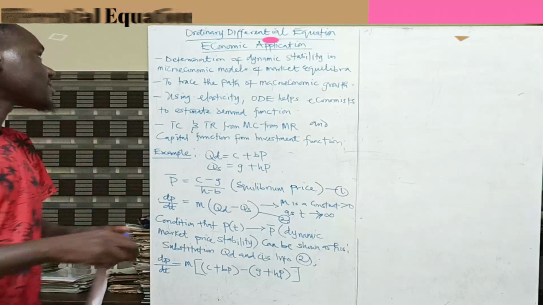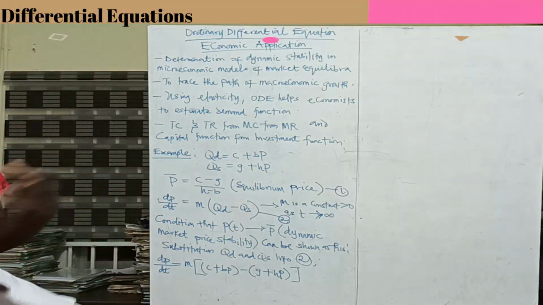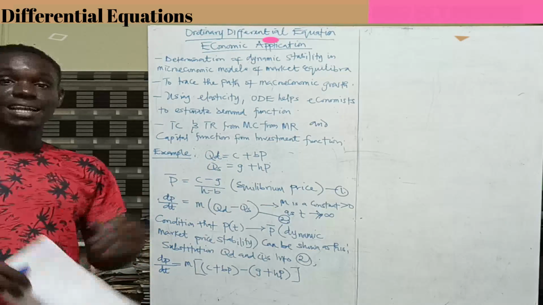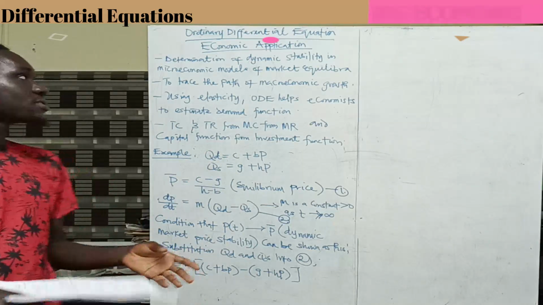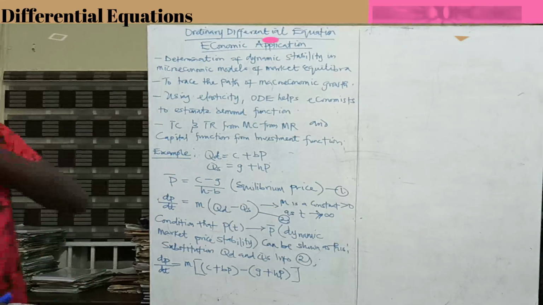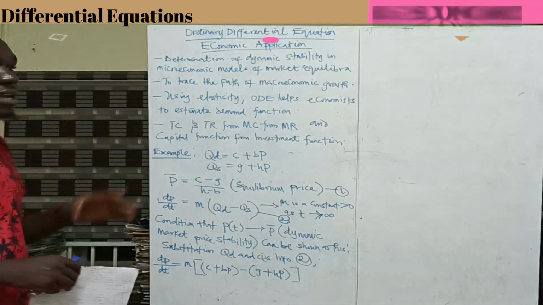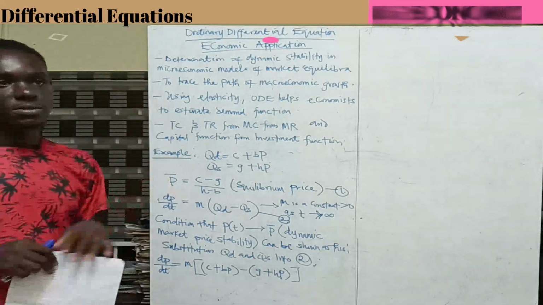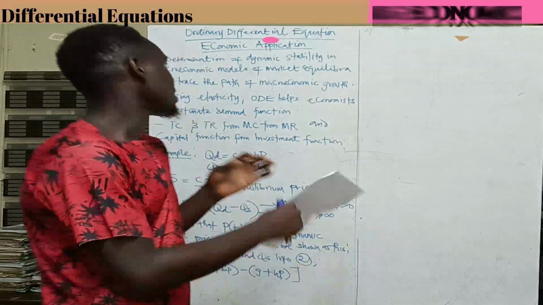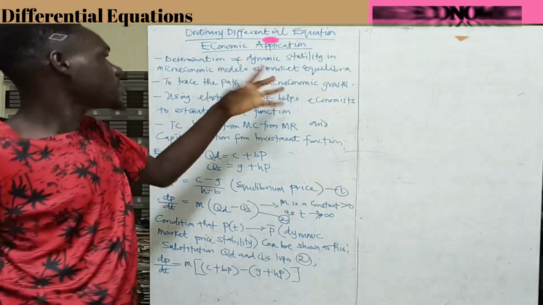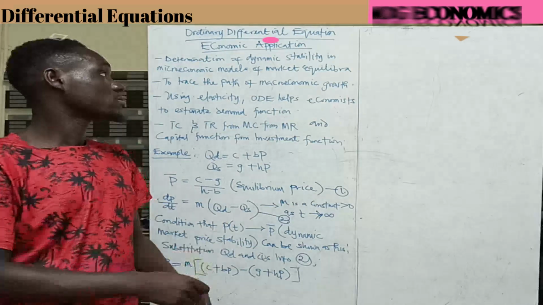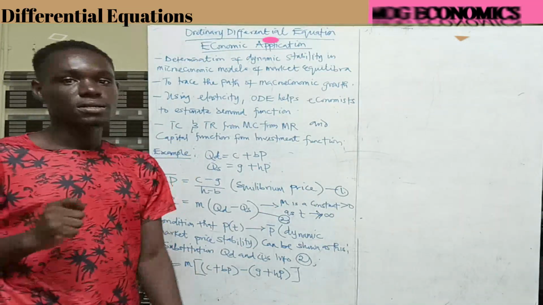So in today's class, I'm going to be looking at the economic application of the mathematical concepts we started in the last two classes. And that is, we now very quickly look at some of the areas where this concept, the ordinary differential equation, can be applied. Now, in the area of determining dynamic stability in macroeconomic models of market equilibrium.